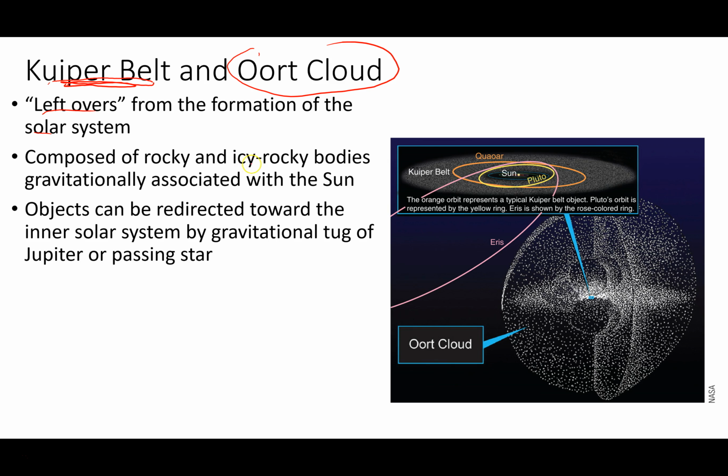These objects are rocky, and they have an icy component to them, and they are gravitationally associated with the sun. Every once in a while, these objects that are in the Oort cloud or the Kuiper Belt can actually be pushed or tugged on their way to come closer to the sun. And who could do that? Well, our planet Jupiter, or a passing star. Is that not awesome or what?